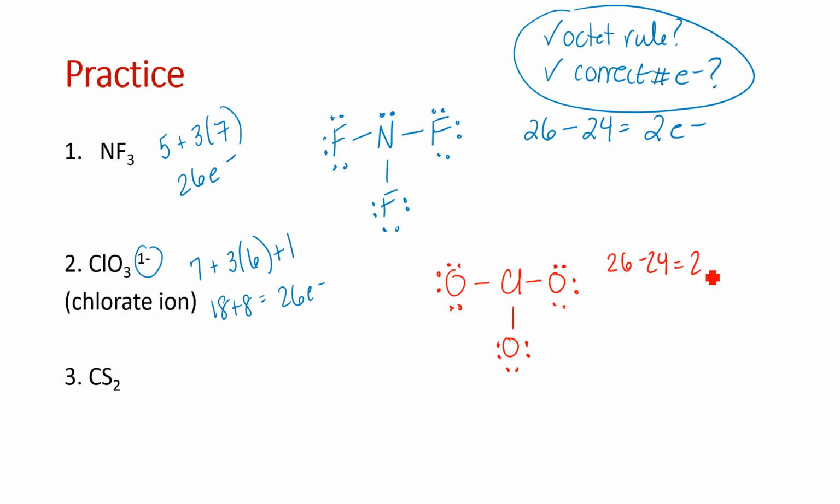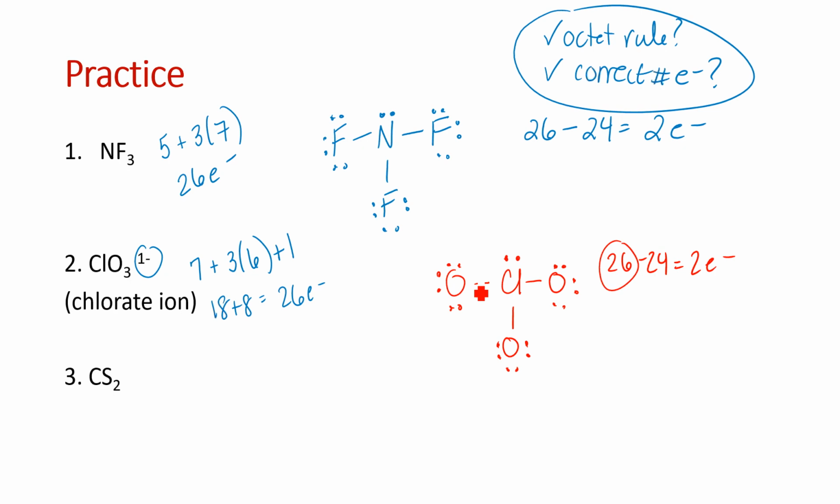Notice this is looking a lot like the structure above it. We've used up 24 electrons. We have 2 electrons left. So those last 2 electrons are going to go here in the middle. And notice everyone's got an octet, and we have the right number of electrons in our picture. So those are the 2 things we're looking for.